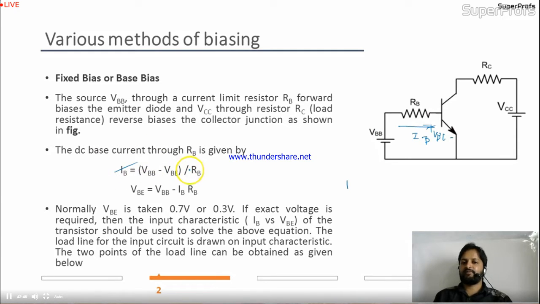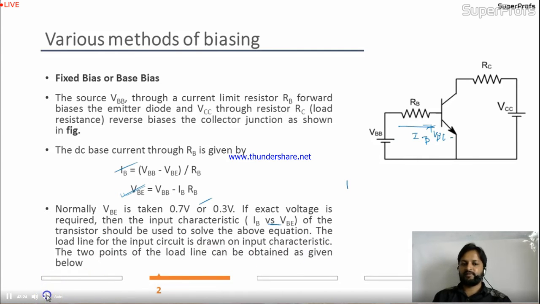I hope it's clear to you. So from this equation, VBE is equal to VBB minus IBRB. Normally VBE is taken as 0.7 or 0.3. If the exact voltage is required, then the input characteristics of the transistor, IB and VBE, should be used to solve the above equation. Now the load line for the input circuit is drawn on the input characteristics. The two points of the load line can be obtained as given below.